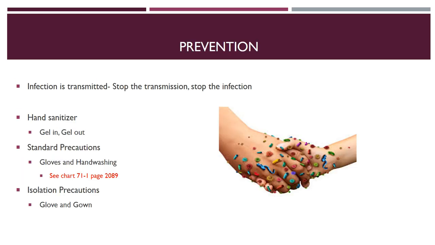So the biggest thing you can do is prevent infection from spreading. Infection is transmitted, so you stop the transmission, and you stop the infection. There are several things we can do. You can use hand sanitizer. They call it gelling in, gelling out. Every hospital room has a dispenser for the hand gel, and as you're leaving the room, you gel out. Me personally, I do this maybe two, maybe three times, and then at some point, I actually have to wash my hands because the gel gets kind of greasy.